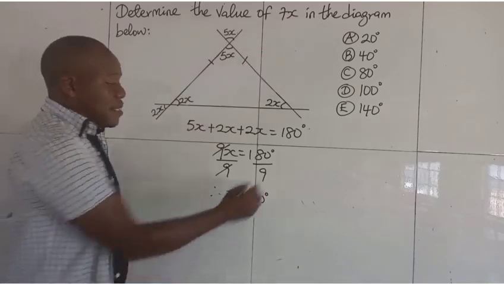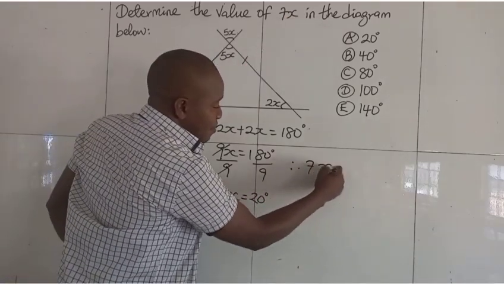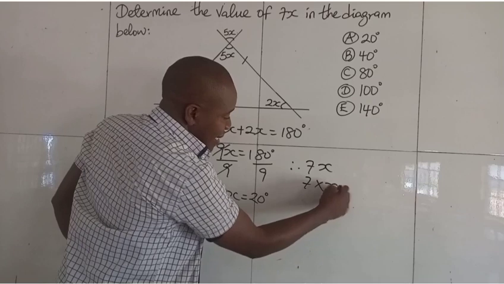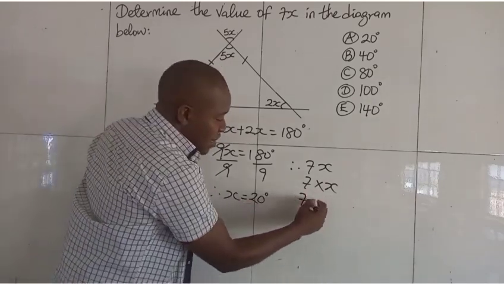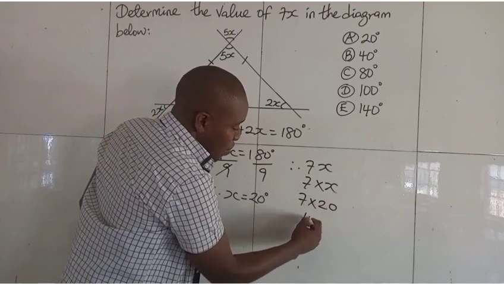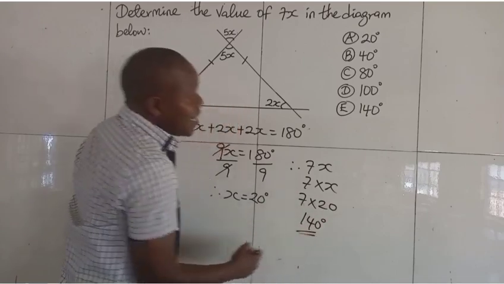So what does 7x mean? 7x means 7 times x. So if x is 20, as we've gotten, 7x will be 7 times 20. That will be 140 degrees.